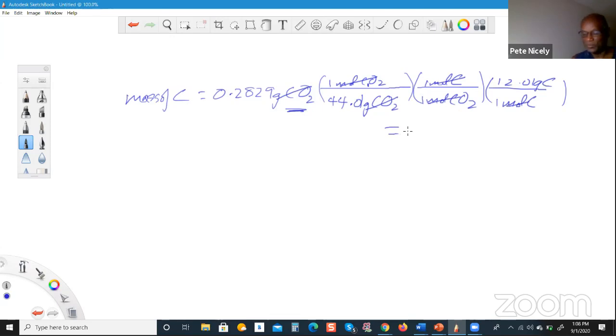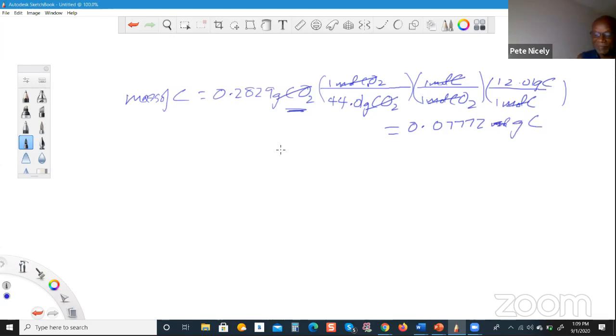So 0.2829 divided by 44.01, multiplied by 1 times 12.01. According to my calculation, this works out to be equal to, okay, I need to round this off to 4 sig figs, so this would be 0.07772 grams. So that would be the grams of carbon.